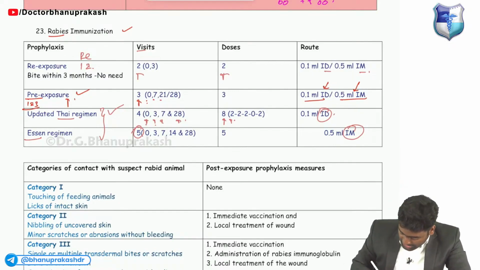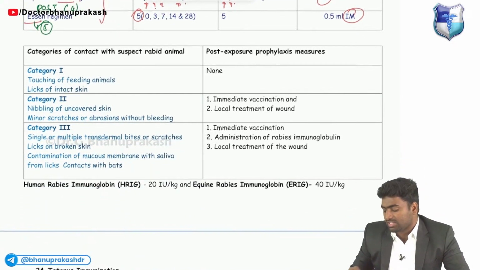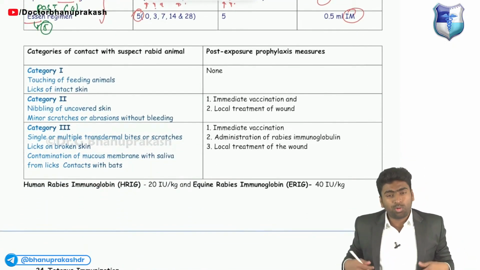So remember, this is post exposure. Post, how many alphabets? 1, 2, 3, 4. So 4 alphabets, remember that. And SN has 5. SN, E is the 5th alphabet, E for 5. Remember that.